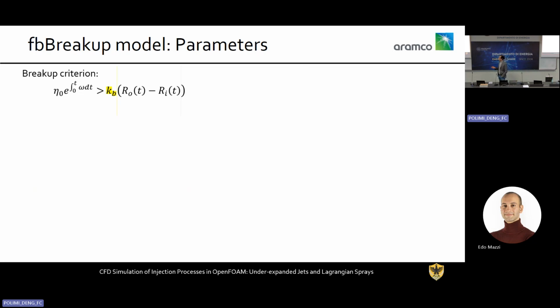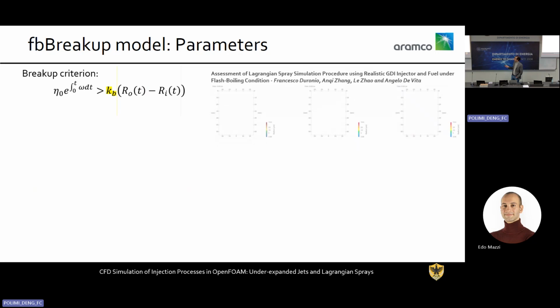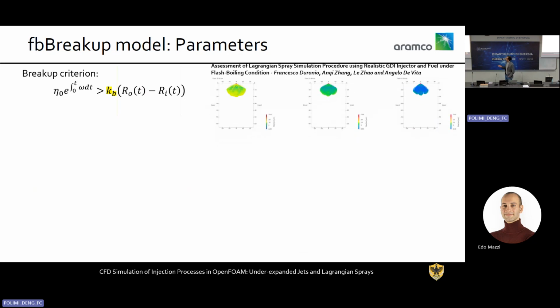The breakup criterion says that we have breakup once the instability grows larger than a characteristic length of the spray, which is basically the liquid film. As you can remember from the previous slide, there is a bubble, and around the bubble there is the liquid film. And when the instability grows larger than this characteristic length, we have breakup. We can control the breakup with this parameter, and with this parameter, we can control the droplet sizing.